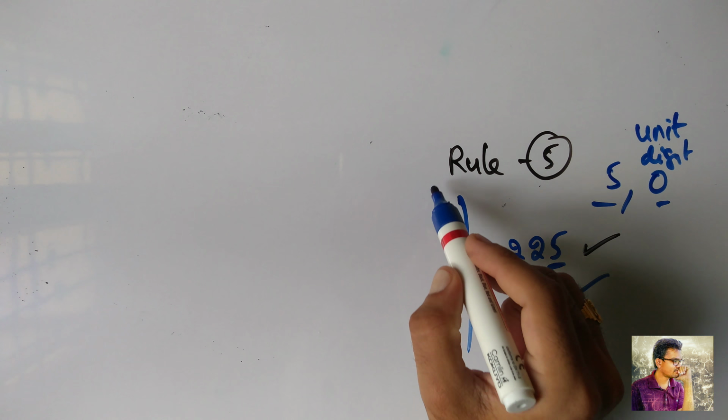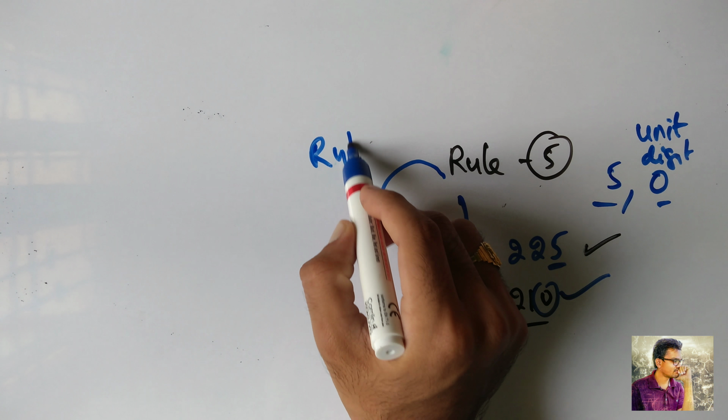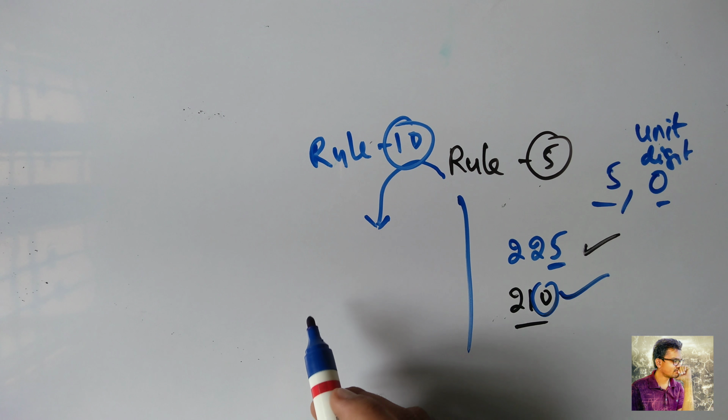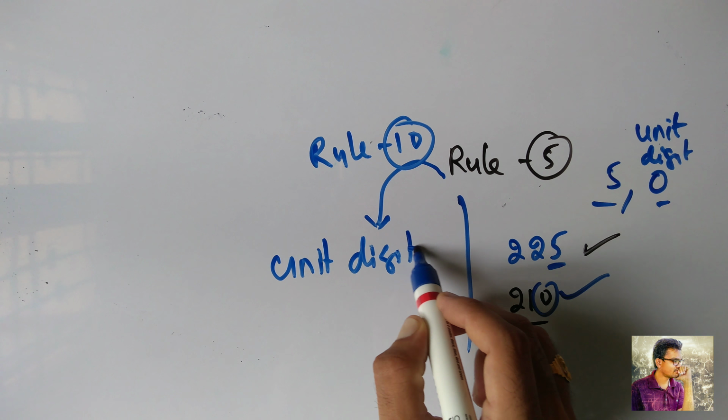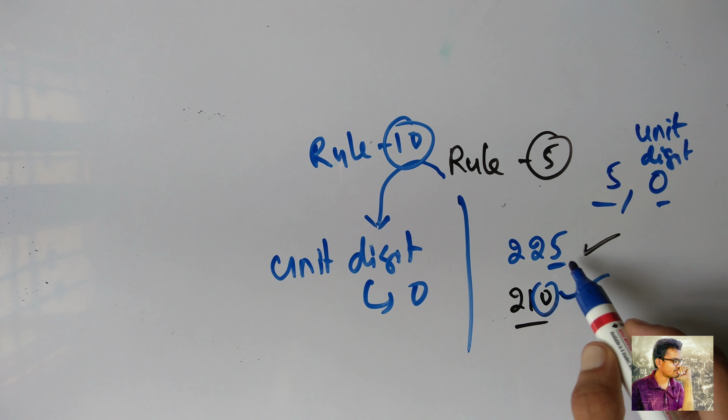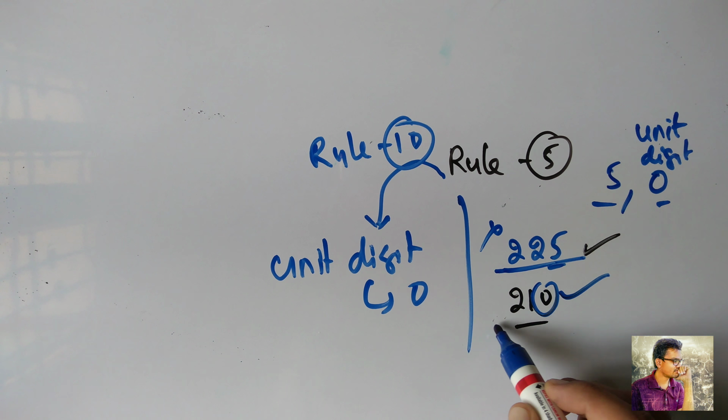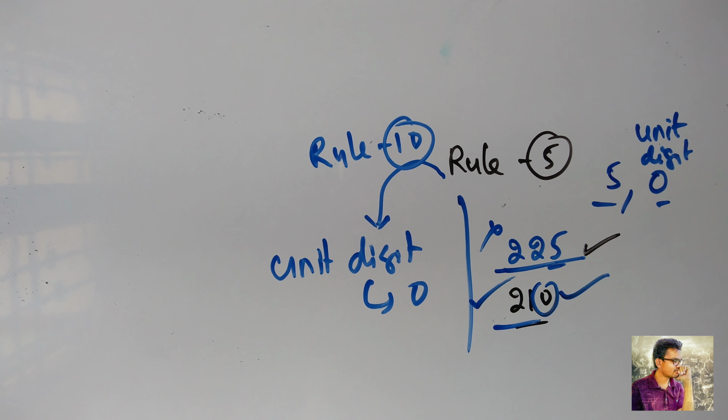Similarly, for 10, the unit digit should contain 0. Unit digit should contain 0. So this is not divisible by 10, but this number is divisible by 10. In this way you can check the divisibility rules for 5 and 10.